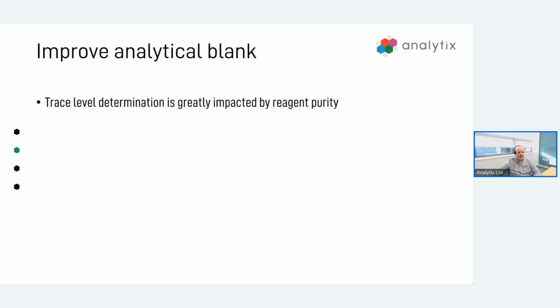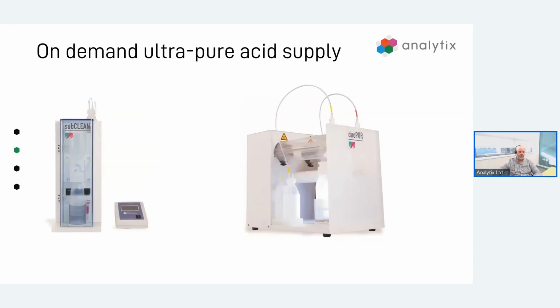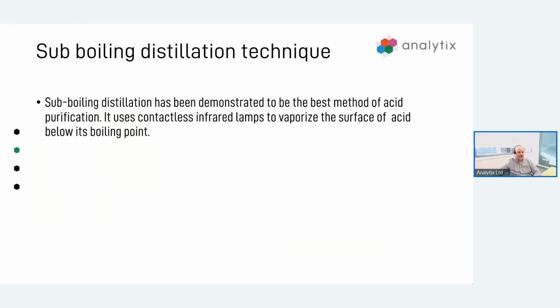So this trace level determination we know is greatly impacted by reagent purity. There really are only two options available to analysts, and it is to either purchase high cost ultra pure acids that are very low in metals, or to distill your own. So the platforms that we're going to have a look at first of all here are the SubClean and the DuoPore. These Milestone products have been on the market for a number of years. They're very proven technologies, and both of them work from a sub-boiling distillation technique.